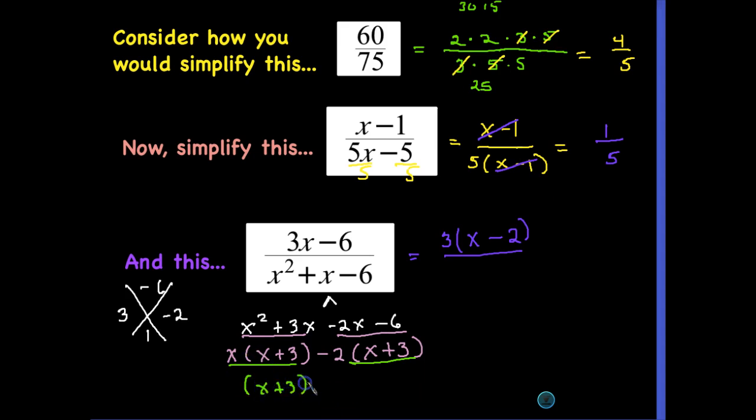And that leaves x minus 2. So this is how my quadratic has been factored. Let me go ahead and write that down here. So I have x plus 3 and x minus 2. Now I have factored all my polynomials in this rational expression. I've factored my numerator and I've factored my denominator.